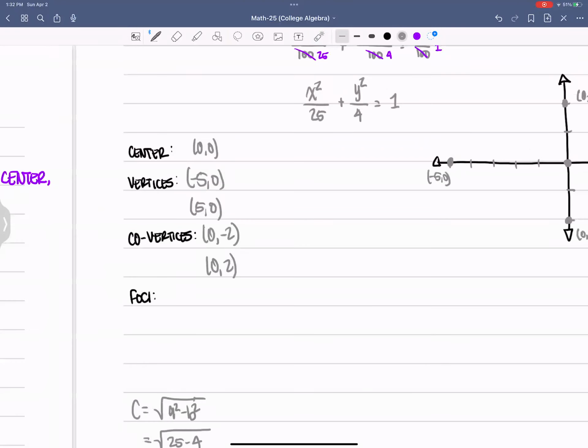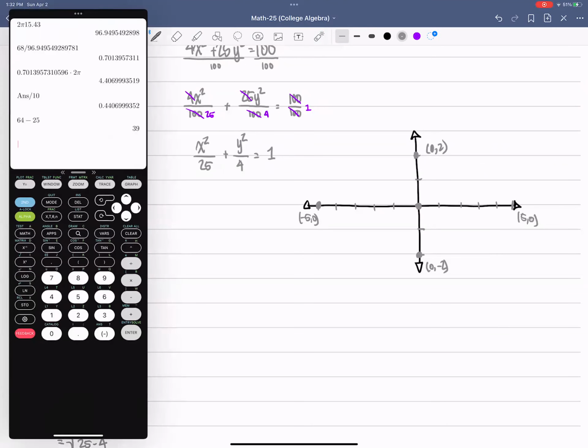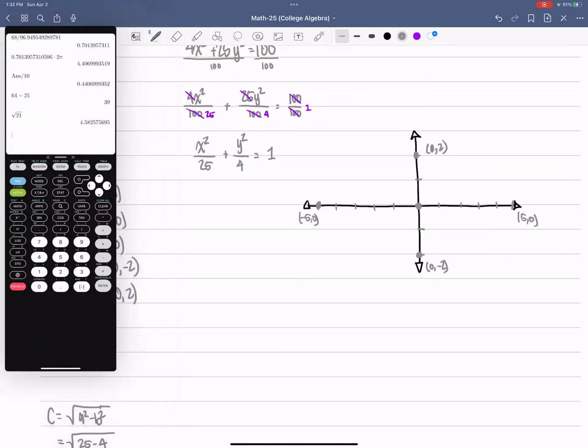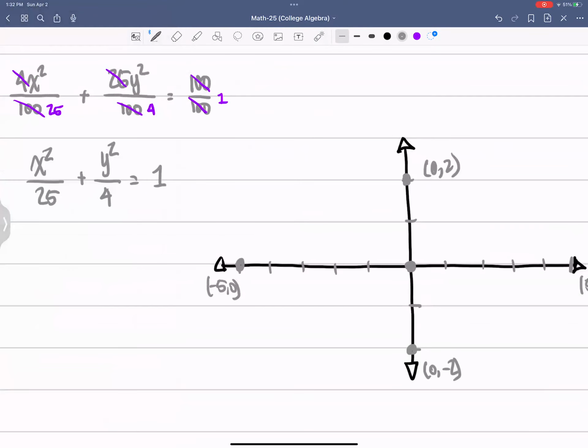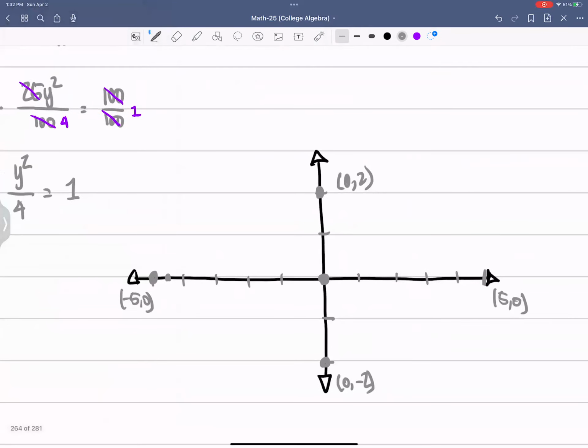Now just for us, let's figure out what the square root of 21 is. It's about 4.6. So drawing out 4.6 off of our major axis: 1, 2, 3, 4, and 4.6 is going to be somewhere right here. Same thing over here, 4.6 is going to be somewhere right here. Let's draw our ellipse.